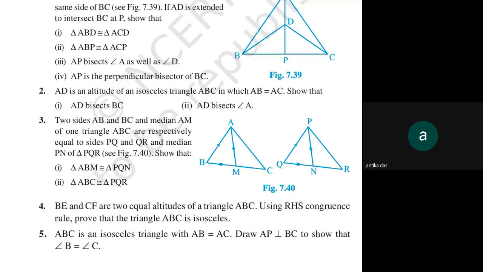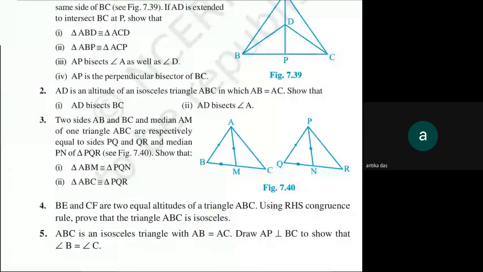This I have written on the board. Do you remember? This definition I wrote on the board previously, exactly. So now what is the question? AD is an altitude of isosceles triangle ABC in which AB is equal to AC. Show that AD bisects BC and AD bisects angle A. It is a very simple proof. Just orally I will explain, through the figure.